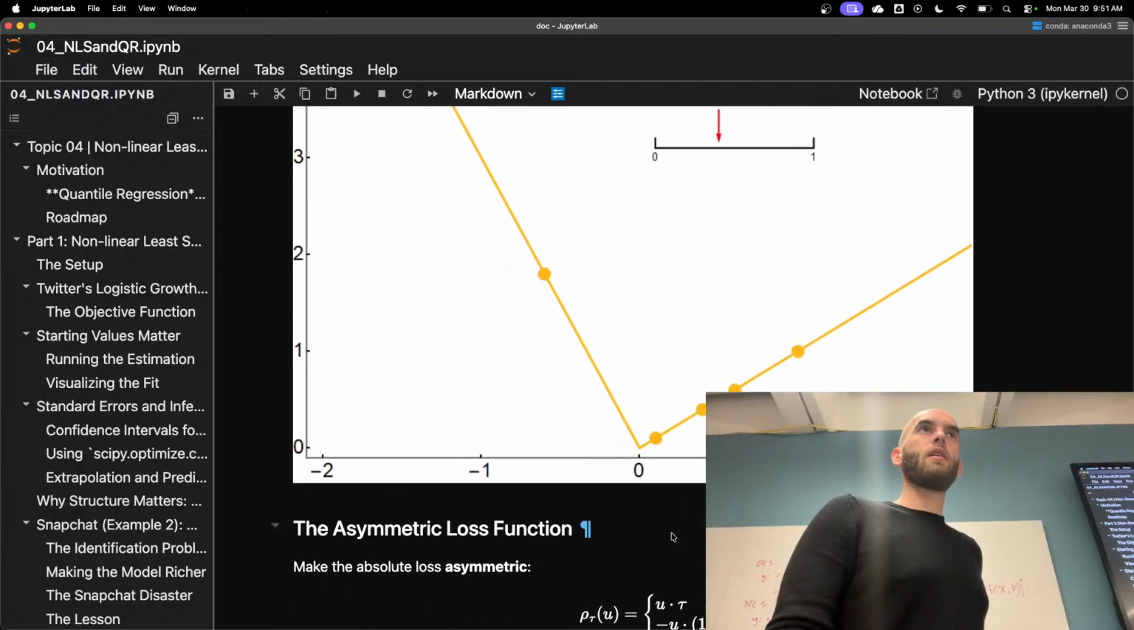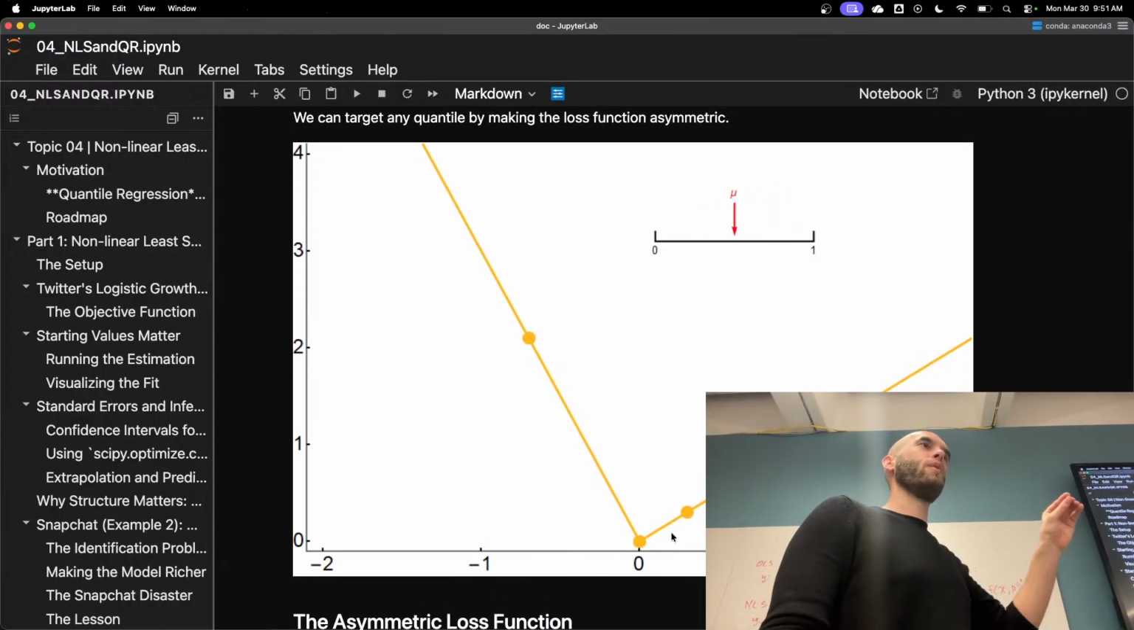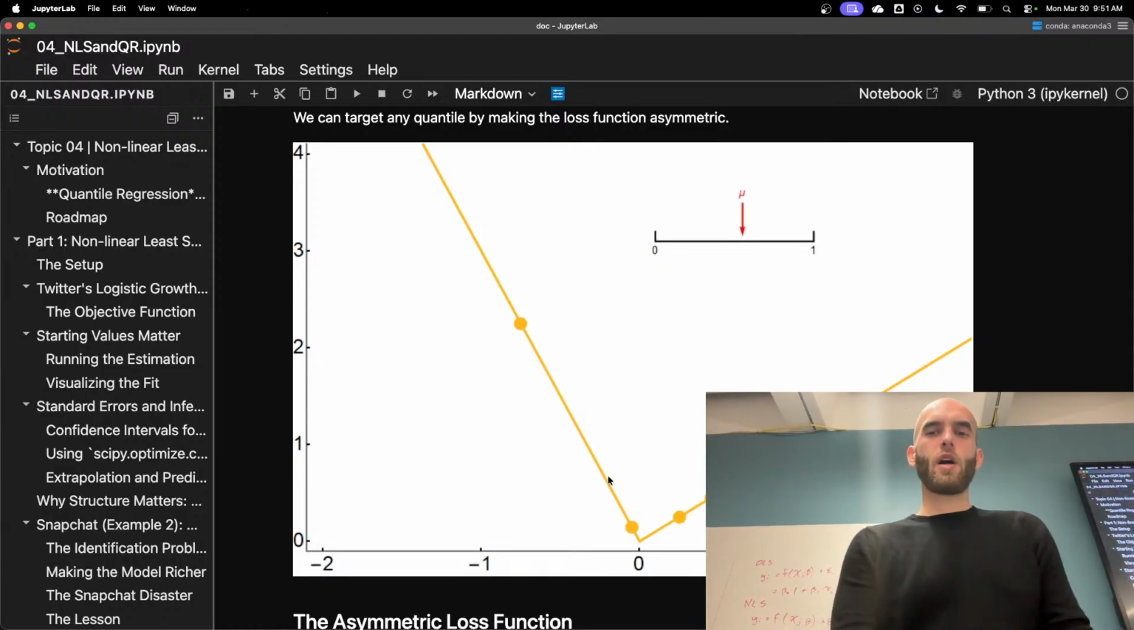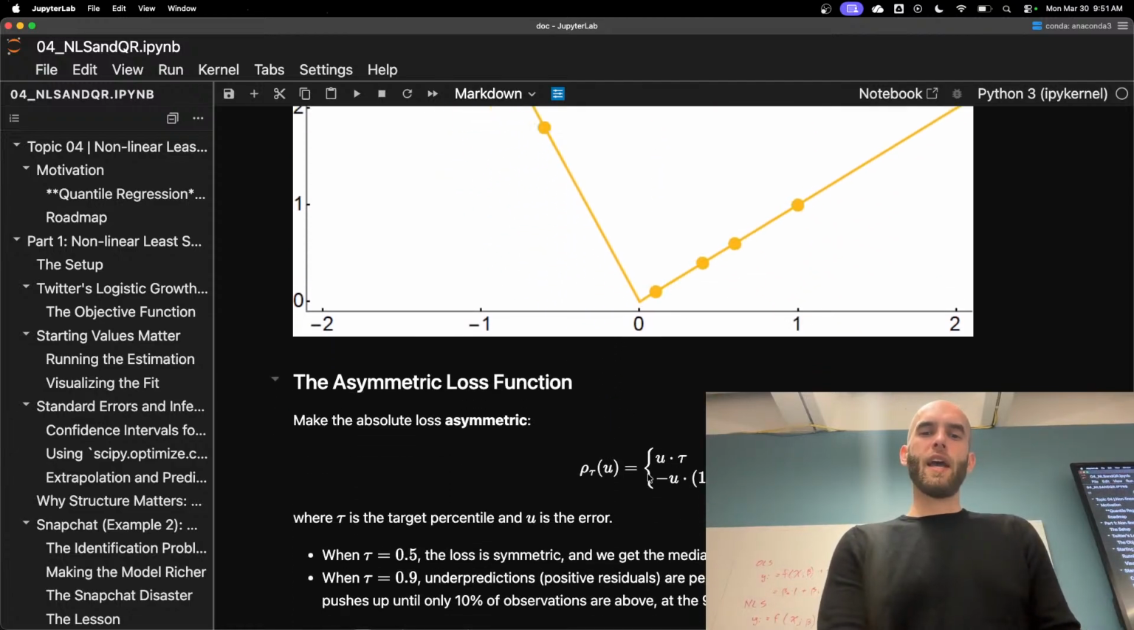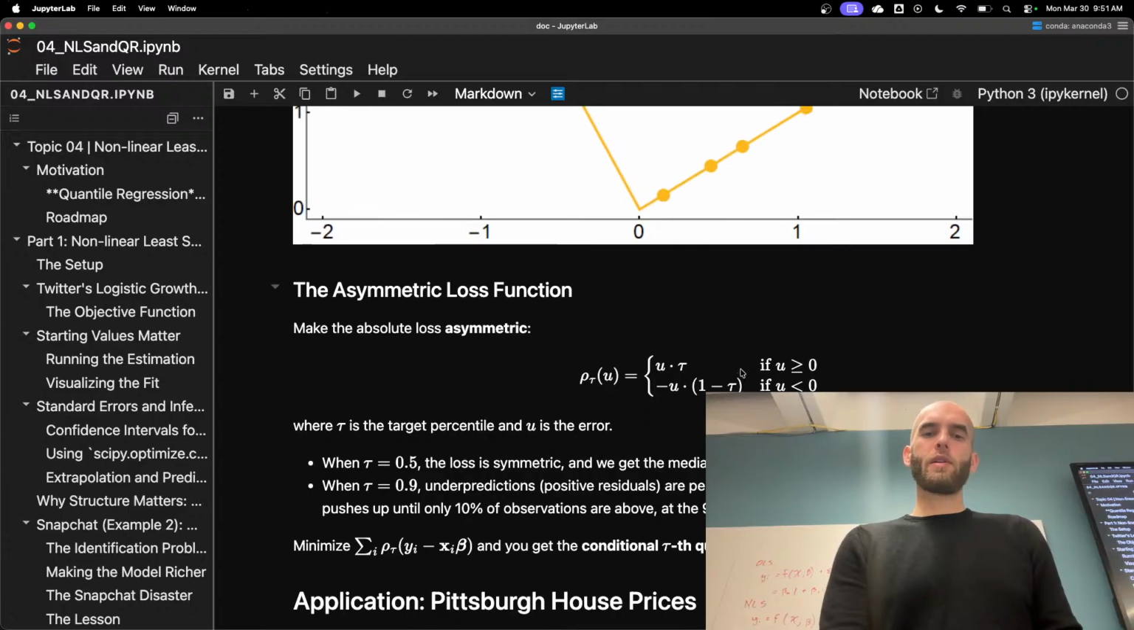Okay. So this is the general idea. As we move from the squared error to absolute deviation, we can unbalance and use asymmetric loss functions like this to give us any quantile we want. So this is the way we'll capture the loss.